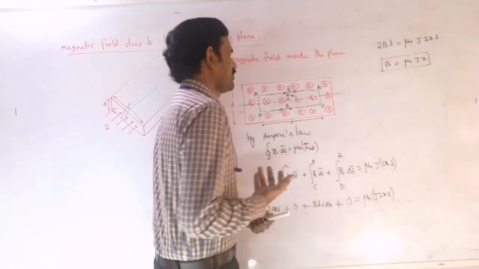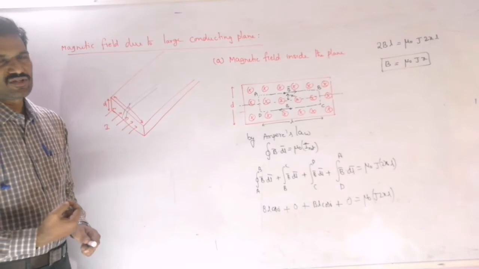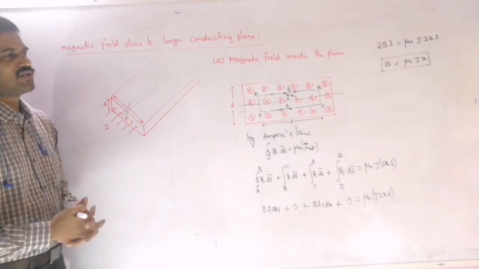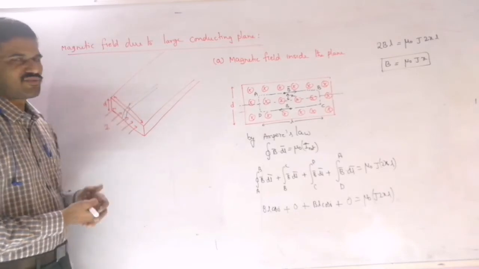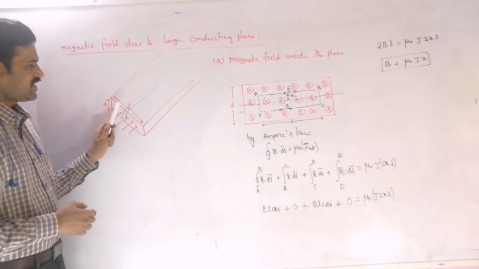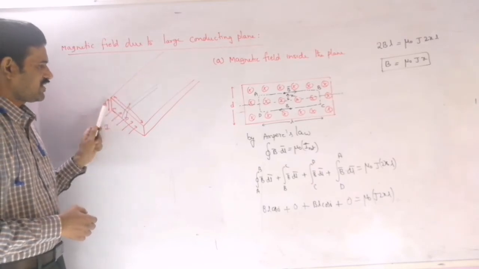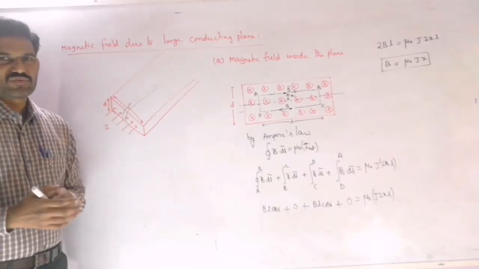And sometimes they will mention it in terms of the current per unit length also. If current per unit length is mentioned, then how can we write this J expression? Suppose these dimensions were given like this. Then this J value we can write as J is equal to I by B into D, that current density. So then instead of that J we need to substitute that expression there.